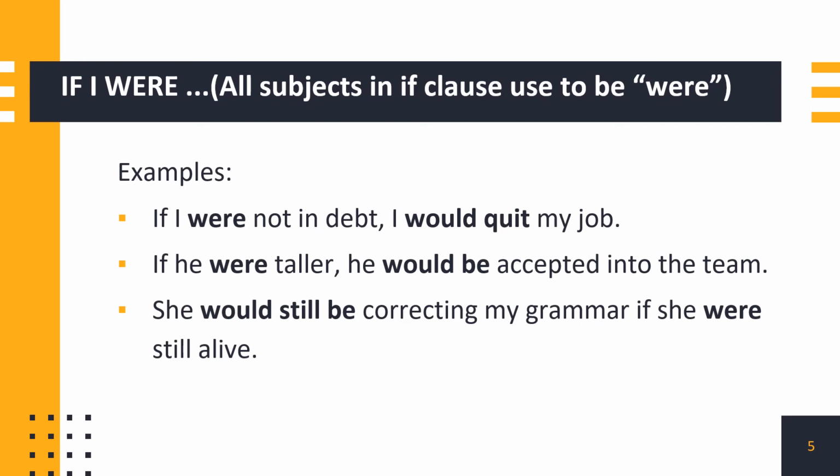Or we can also use another form or another order of second conditional sentence by putting the if clause in the middle of the sentence. For example, she would still be correcting my grammar if she were still alive. Remember, would is found in the main clause, not in the if clause.